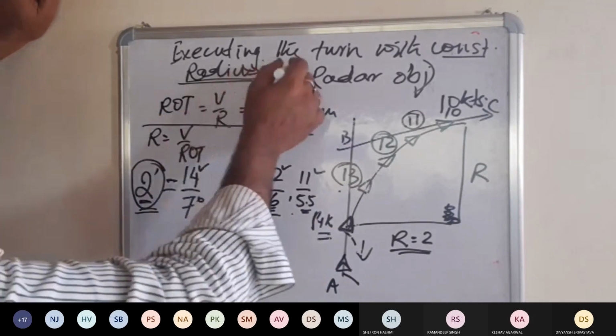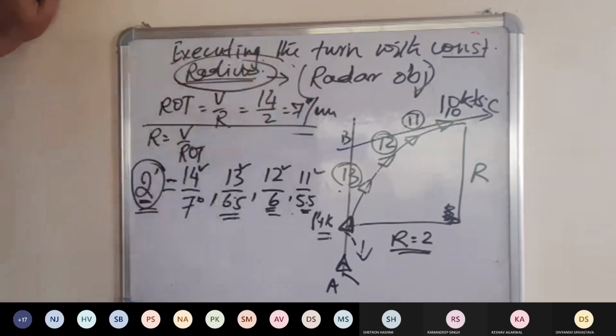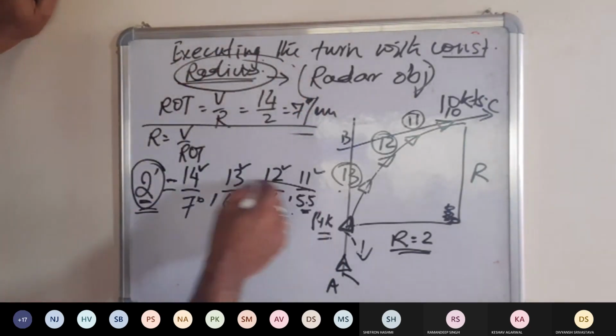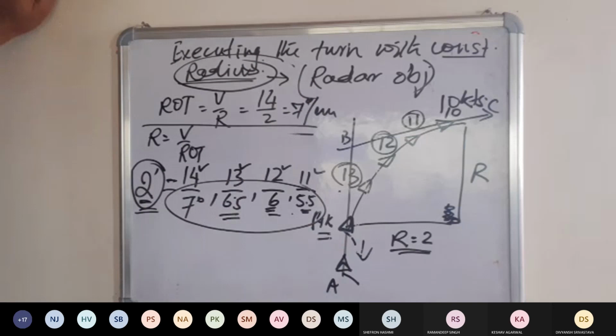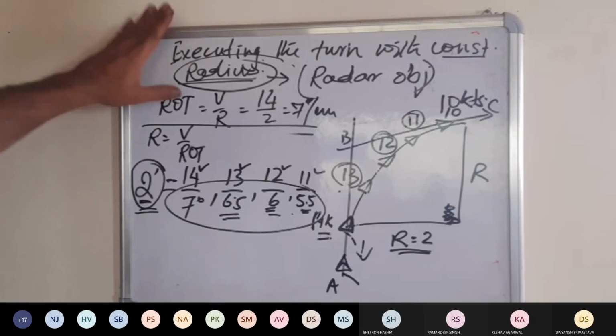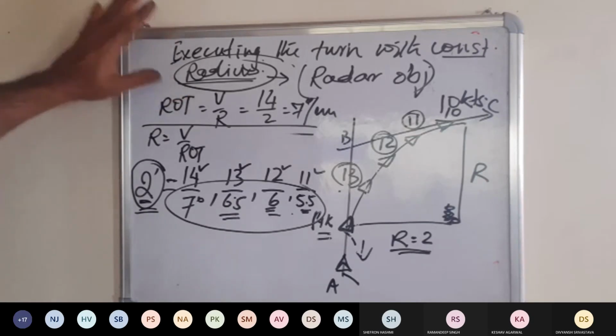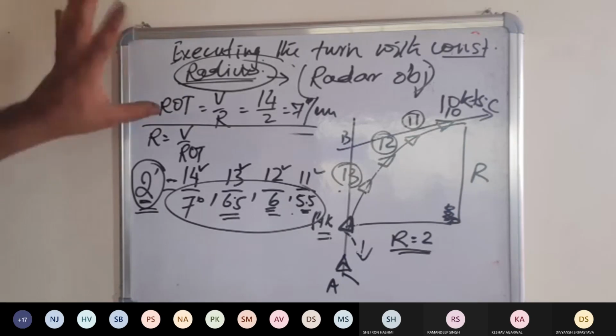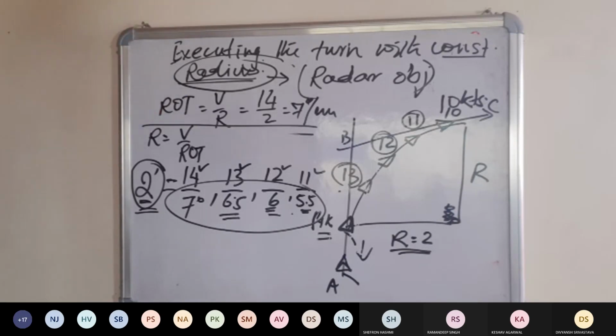So in order to execute the turn with constant radius, what should be changing all the time during the turn? Rate of turn, ROT. Very good. That is the whole idea about constant radius turn, or constant radial turn also it is said sometimes.